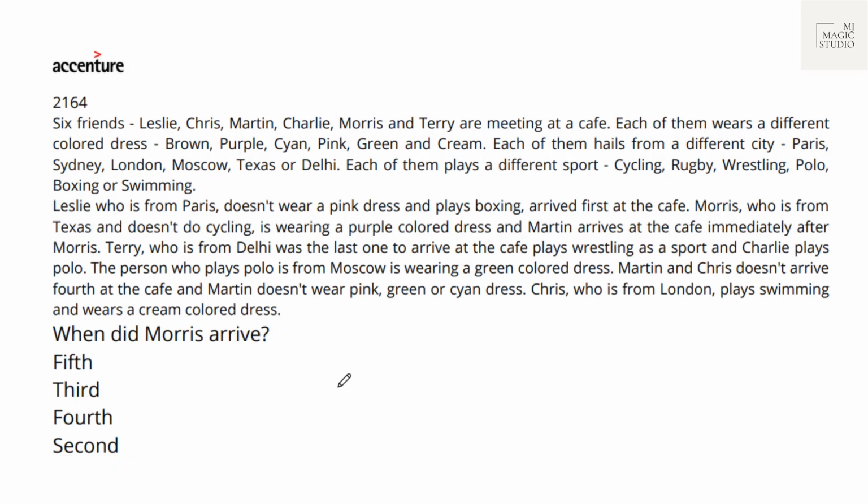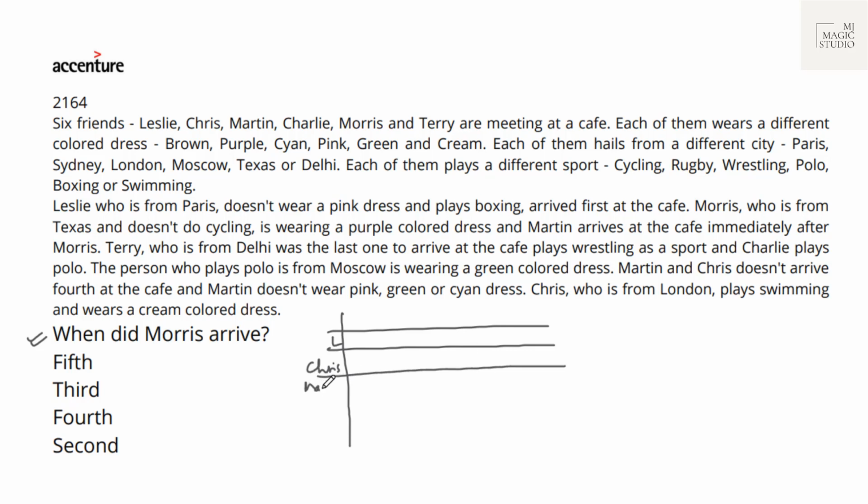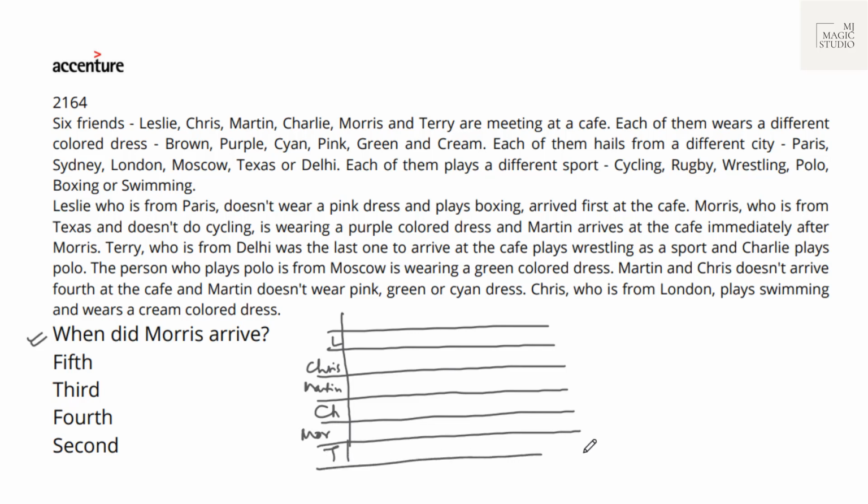Okay, again the same data set, and here the question is, when did Morris arrive? So we have 6 people: Lacey, Chris, Martin, Charlie, Morris, and Terry. 1, 2, 3, 4, 5, 6. I'm trying to make a grid and solve.